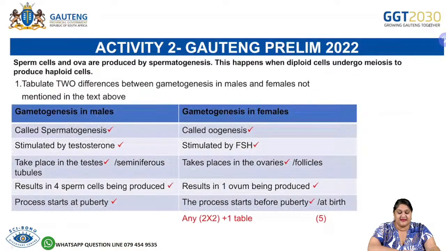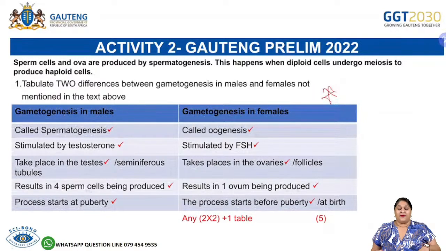Right, gametogenesis in males is called spermatogenesis. In females, it's called oogenesis. Remember I told you in males it's stimulated by testosterone, and in females, it is stimulated by FSH. In males, it takes place in the testes, in the seminiferous tubules, and in females, it takes place in the ovaries. In males, it results in 4 sperm cells, and in females, 1 ovum. In males, it starts at puberty, and in females, it starts before puberty. This is a very lovely diagram for you to go through, to understand the differences between the two.